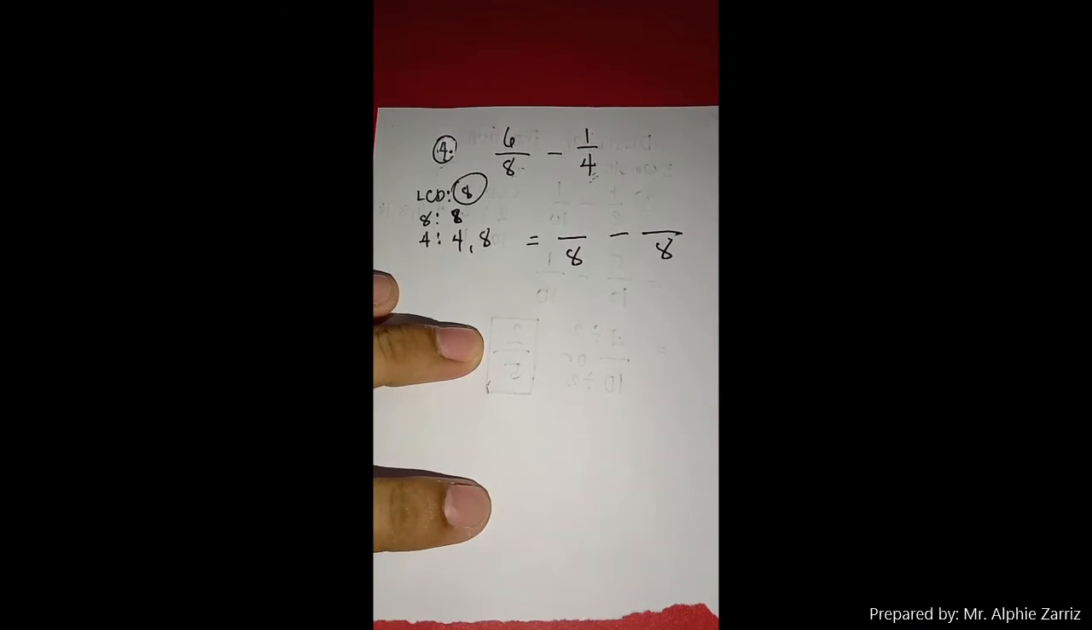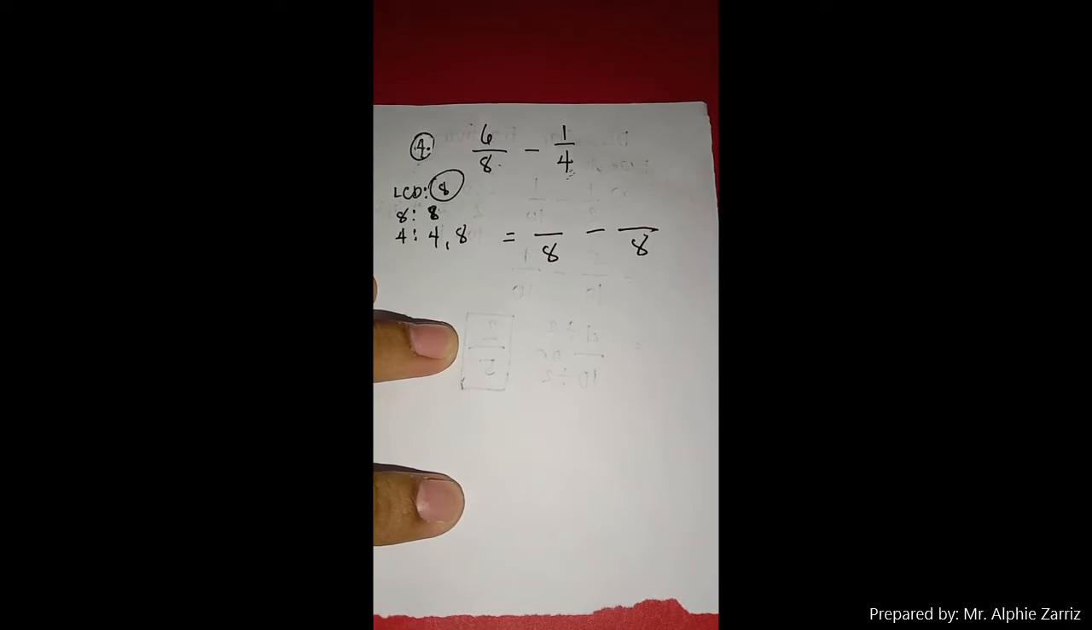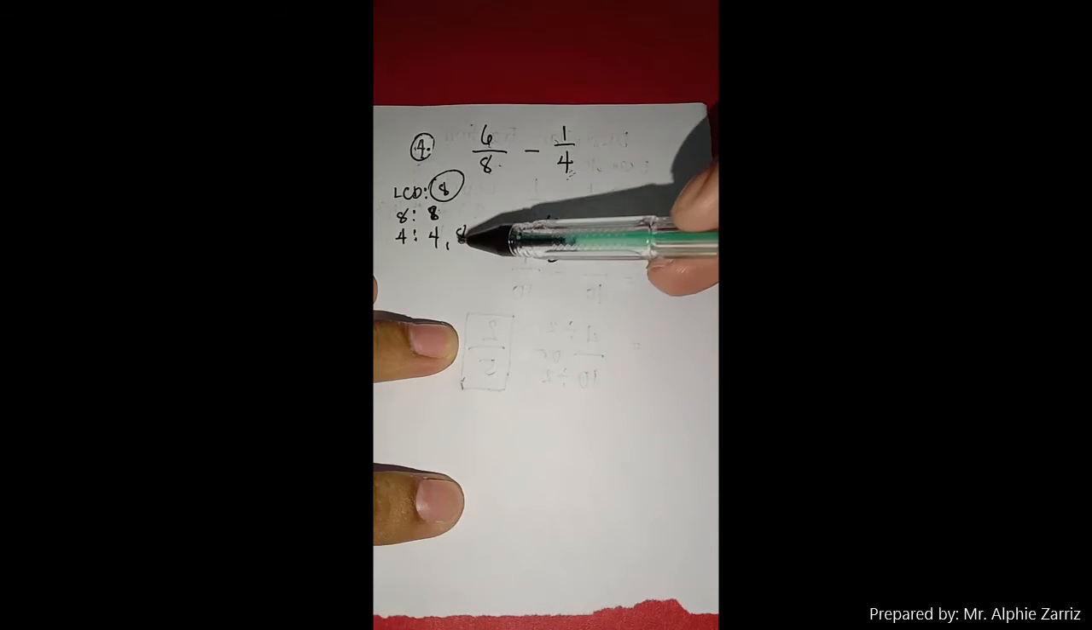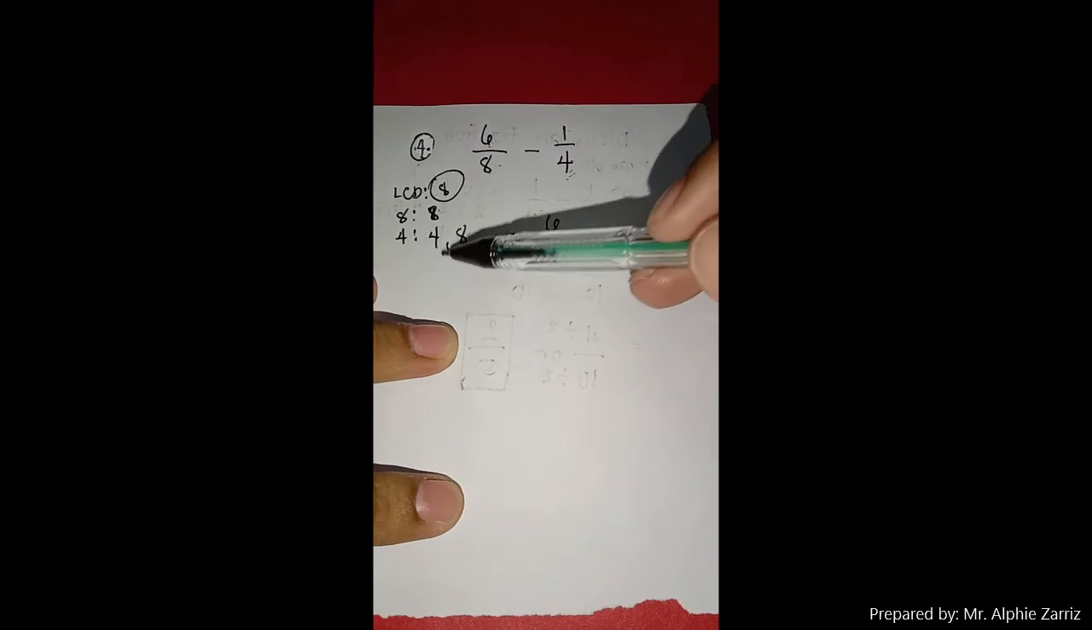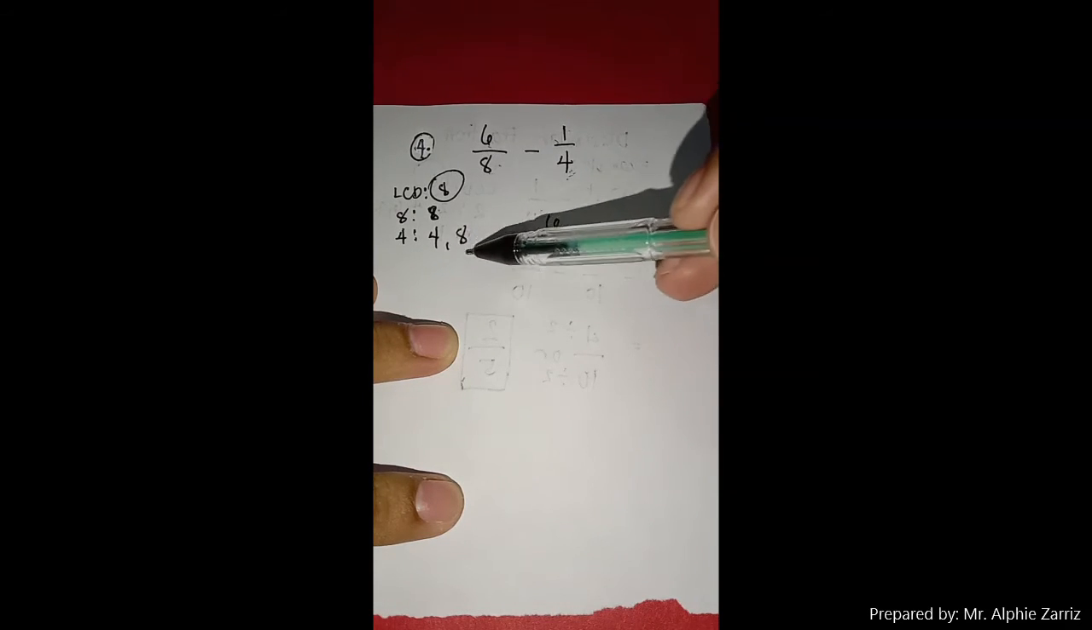Yan. Next, multiply the numerator. So 6 times 1, we have 6. 1 times 2, because dalawa to. So dalawa yung factors natin dito. So 1 times 2, we have 2.